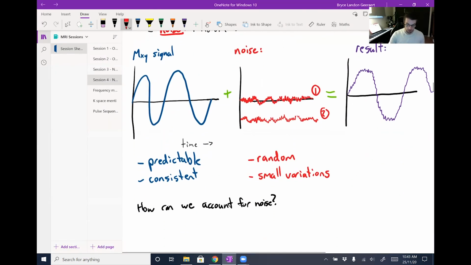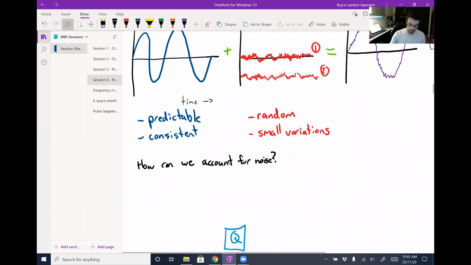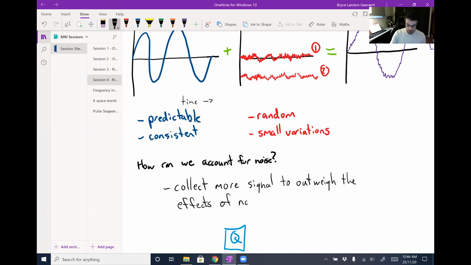So I've answered my own question. How can we account for noise? The answer is collect more signal, to outweigh the effects of noise. Obviously, it's not that simple, as there are many imaging sequences that I used in my PhD that are still quite noisy, and that's fine. It's just the state of the technology, which could be improved by varying parameters in the scan sequence, like TR and TE. And here's where our poll comes in.